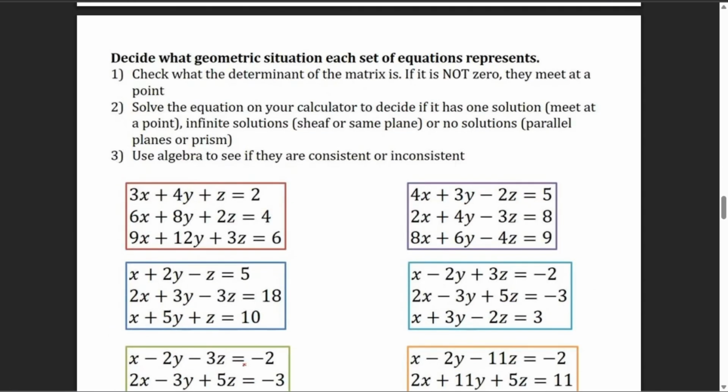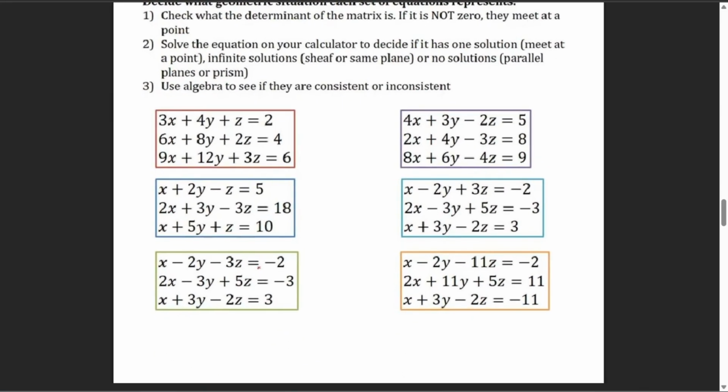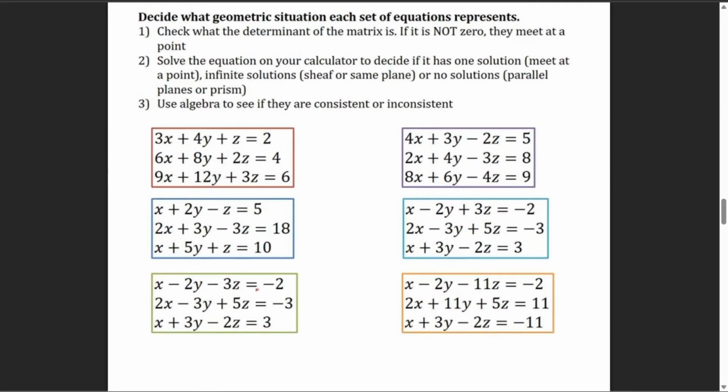So we're now going to have a look at this exercise. I'm going to use GeoGebra to help explain a few things. So it says, decide what geometric situation each set of equations represents. Check the determinant of the matrix. If it's not 0, they meet at a point. So remember what that means.